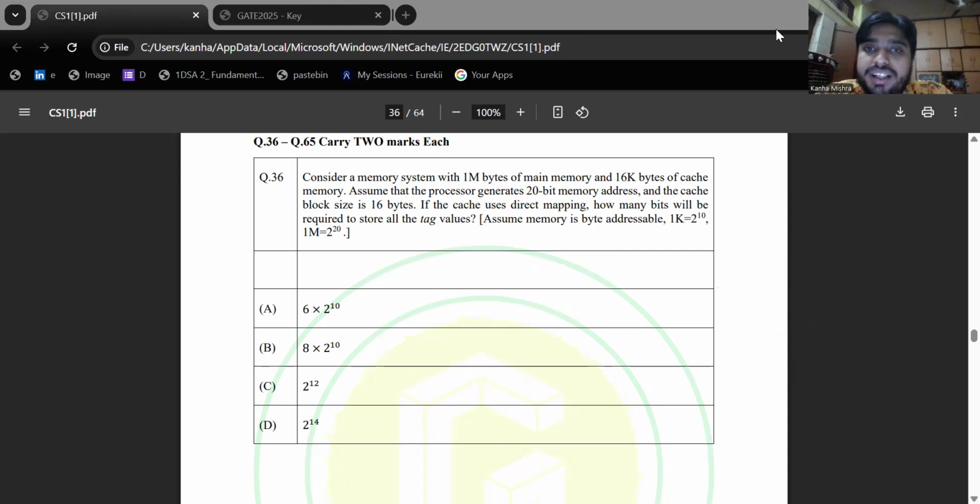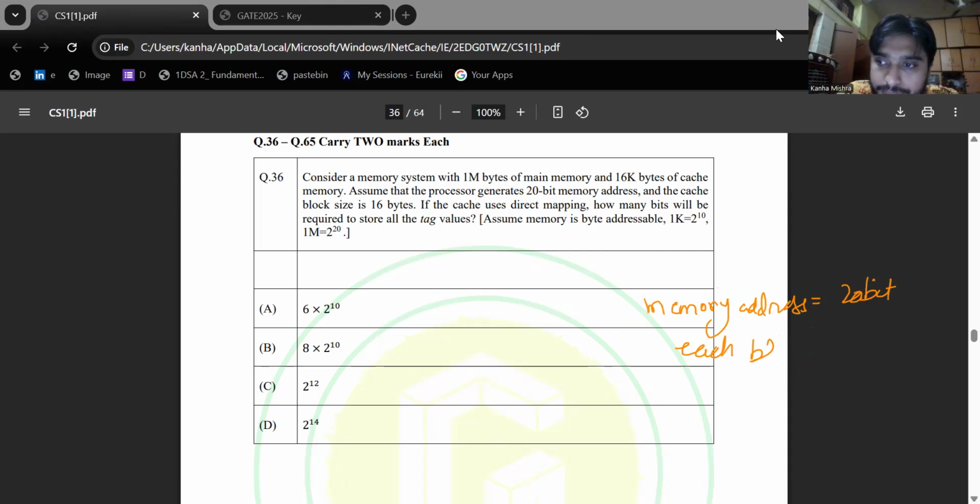So, splitting of the 20-bit memory address. क्वेश्चन में ये था ना, तो memory address 20 बिट का है. So let's write that memory address, that is a 20-bit memory address. Each block is 16 bytes.